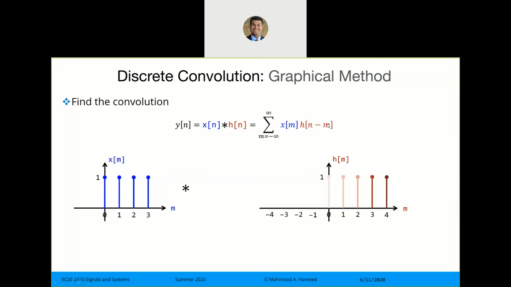Do I need h of m? No, I need h of minus m. So I need to flip it about the vertical axis. So I hope you can see that the outer darker elements went onto the outer side. So h of minus m is flipping h of m about the y-axis, about the vertical axis.